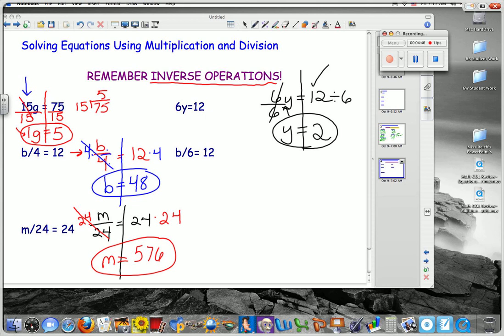Okay, and the final one over here is b divided by 6 equals 12. Okay, so draw my line down the middle. What's being done to the variable that's keeping it from being by itself? Well, it's being divided by 6. So I've got to multiply by 6, and I've got to multiply by 6 on this side. These 6's cancel each other out. I'm left with b equals the product of 12 times 6, which is 72.